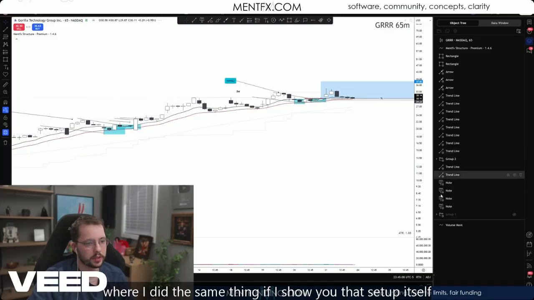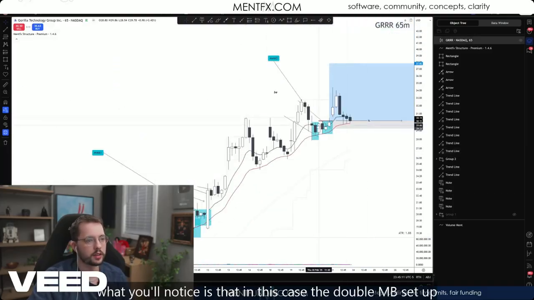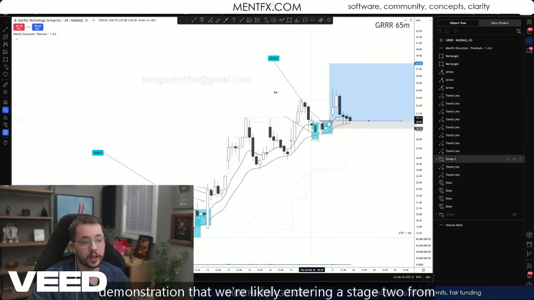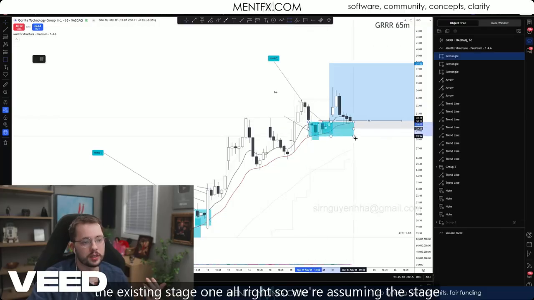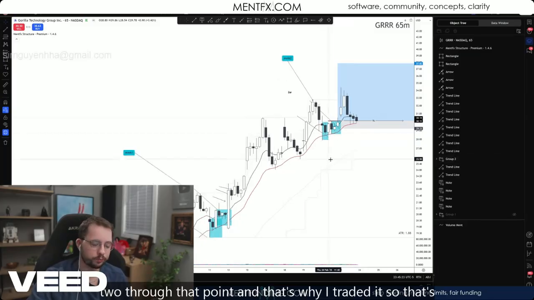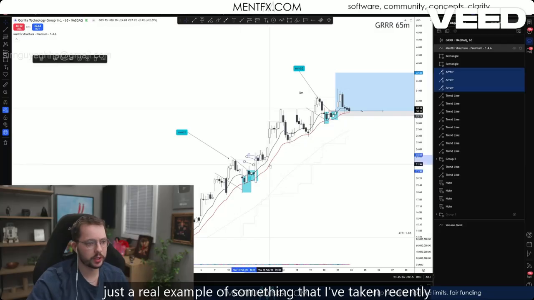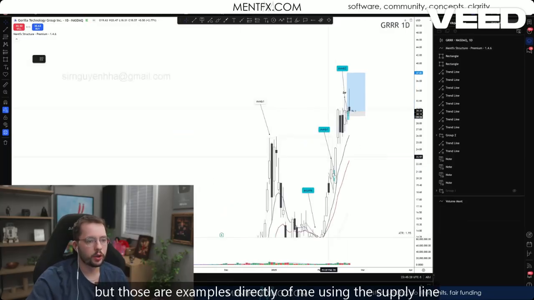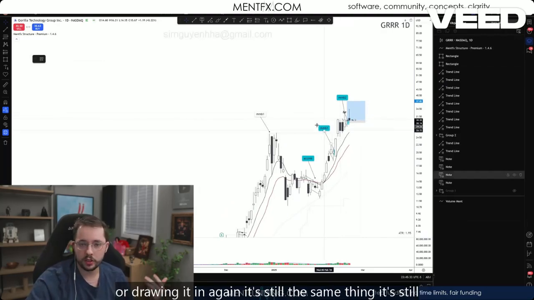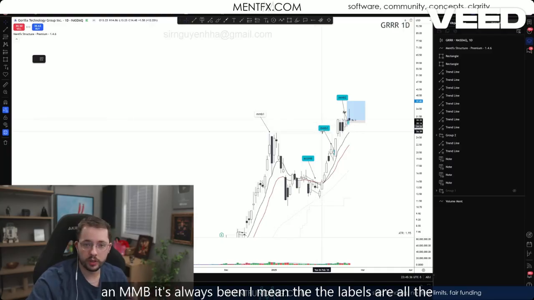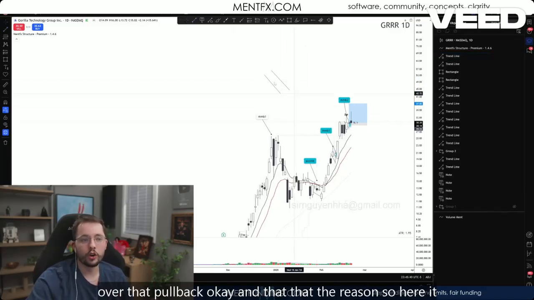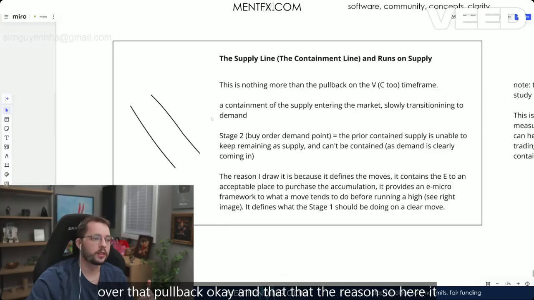If I show you that setup itself, what you'll notice is that in this case, the double MB set up right above this line of containment. And again, that was the demonstration that we're likely entering a stage 2 from the existing stage 1. All right, so we're assuming the stage 2 through that point, and that's why I traded it. So that's just a real example of something that I've taken recently, but those are examples directly of me using the supply line or drawing it in. Again, it's still the same thing. It's still an MMB. It's always been. The labels are all the same, but all I'm doing now is I'm putting this little thing over that pullback.